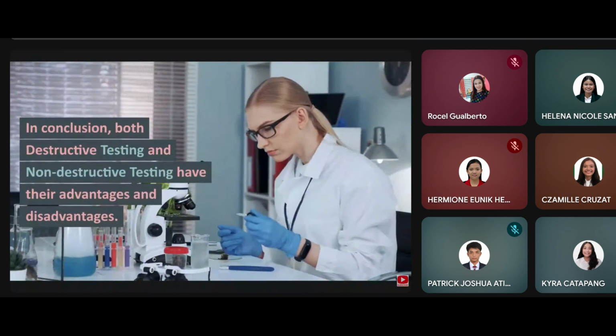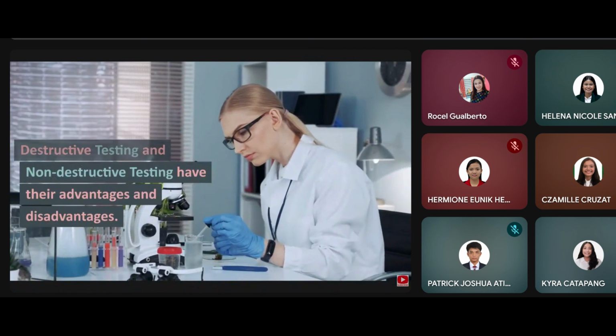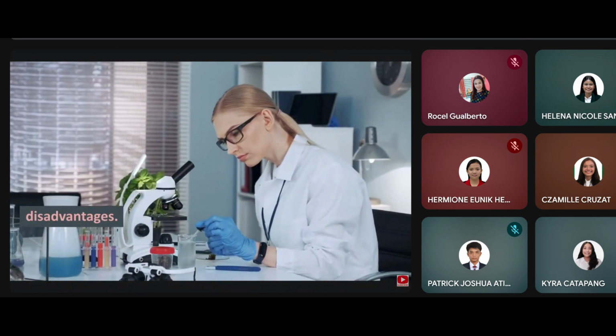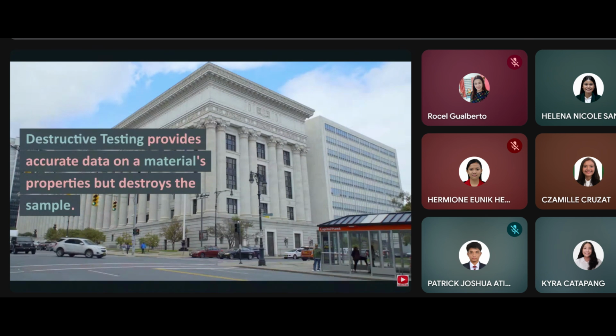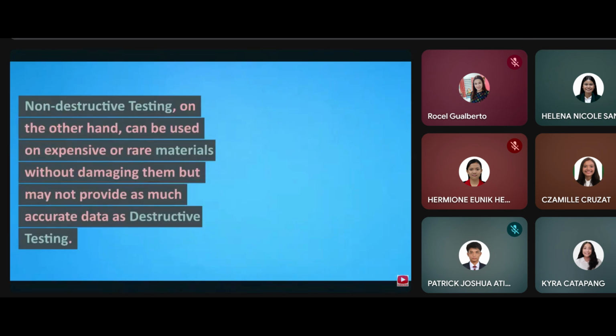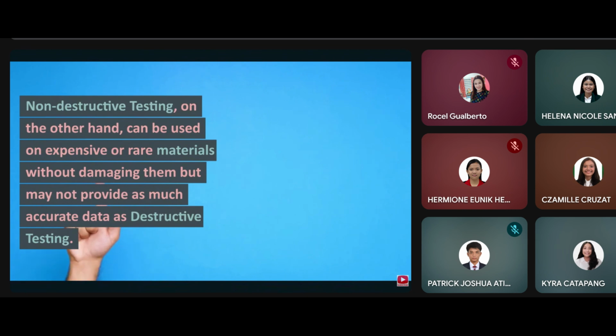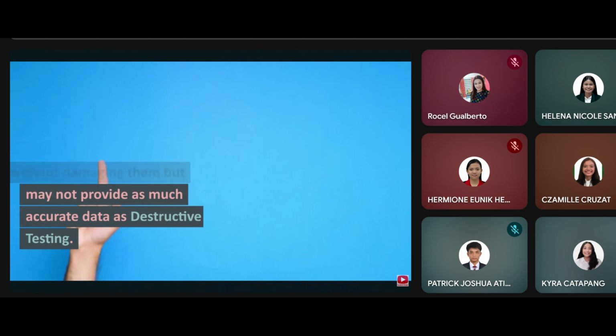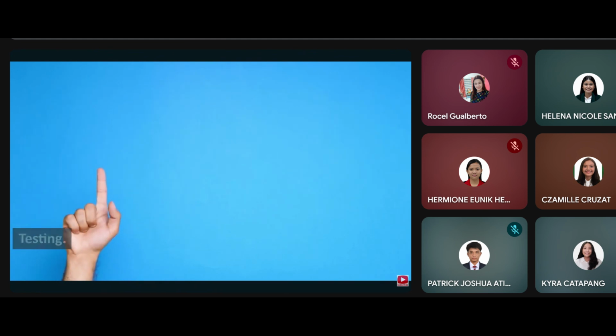In conclusion, both destructive testing and non-destructive testing have their advantages and disadvantages. Destructive testing provides accurate data on a material's properties but destroys the sample. Non-destructive testing, on the other hand, can be used on expensive or rare materials without damaging them but may not provide as much accurate data as destructive testing.